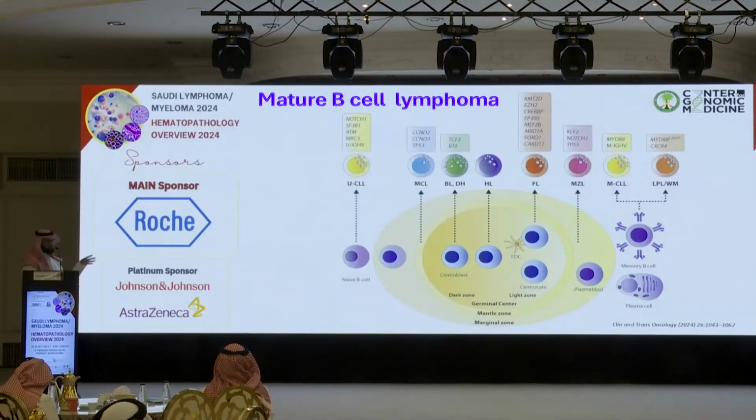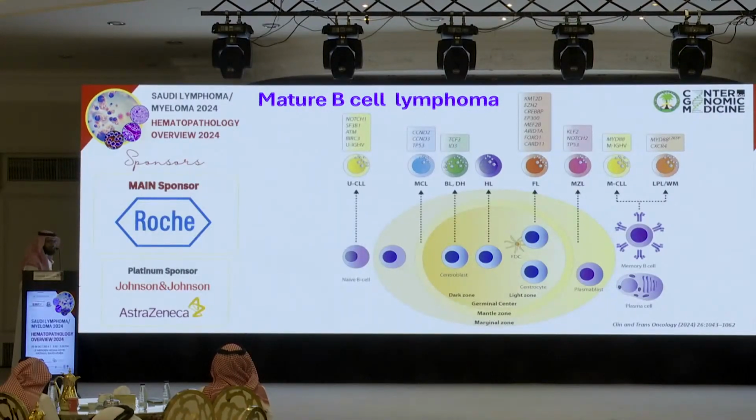So this is a summary of what I described. And this is the maturation of B cells through the germinal center. So the unmutated CLL is like the most naive, to all mature like memory cells. You can see many mutations happened in each disease. So with CLL, we have a list of mutations. With mantle cell, we have cyclin D1 and TP53. Burkitt lymphoma, I did not describe because Dr. Nasser already described the MYC and ID3, TCF3 mutations.